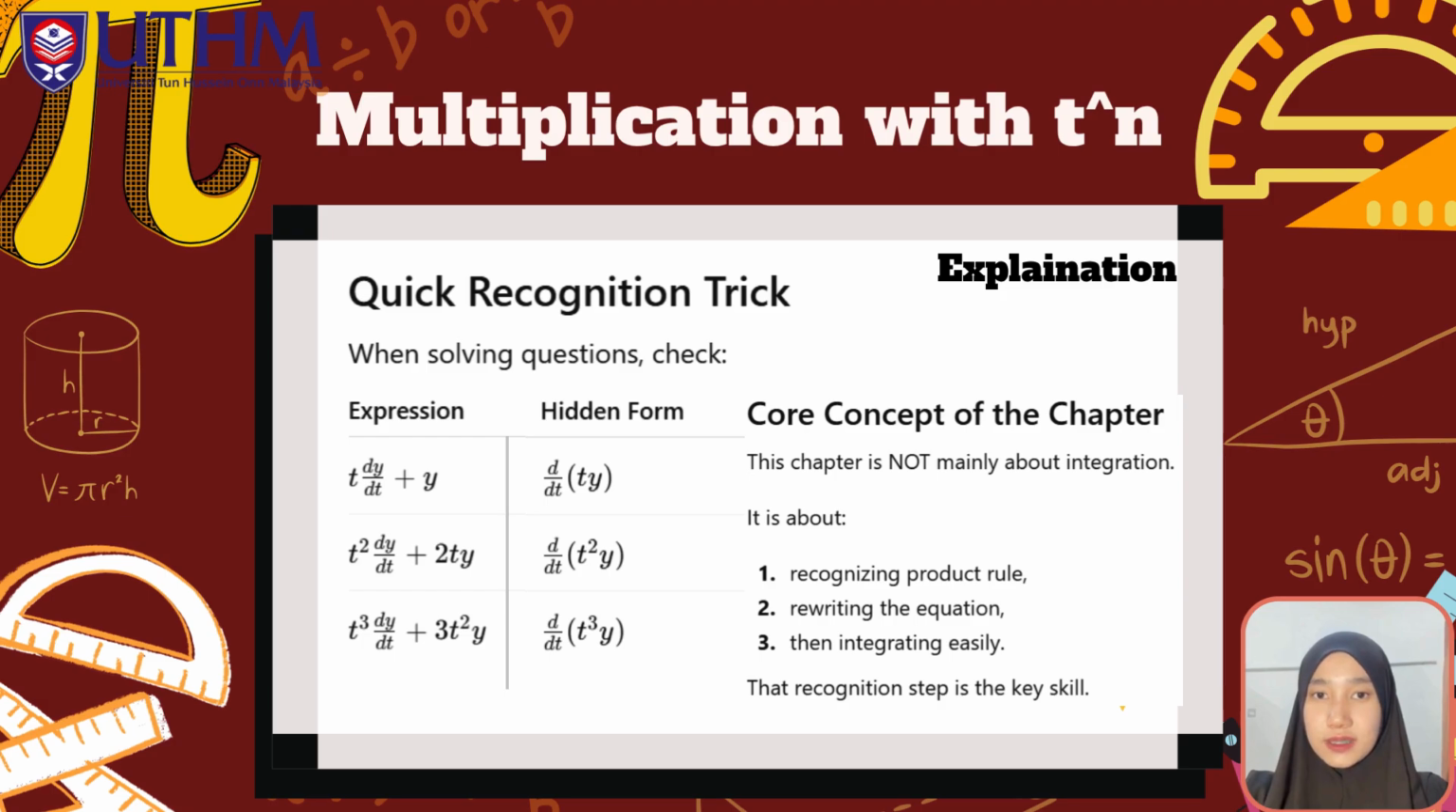Memorize this pattern. t times dy over dt plus y equals d over dt of ty. t squared times dy over dt plus 2ty equals d over dt of t squared y. t cubed times dy over dt plus 3t squared y equals d over dt of t cubed y. Whenever you see this structure, think product rule immediately.